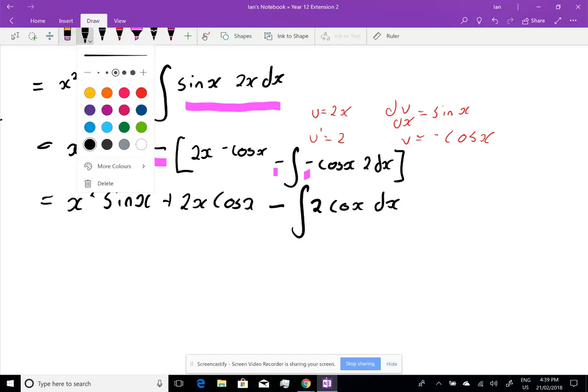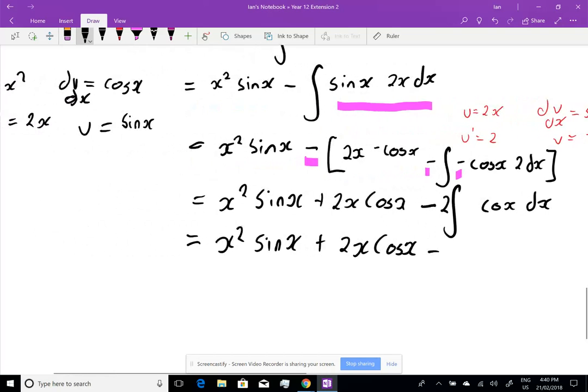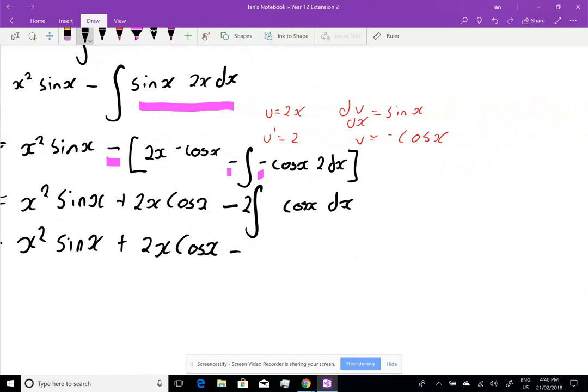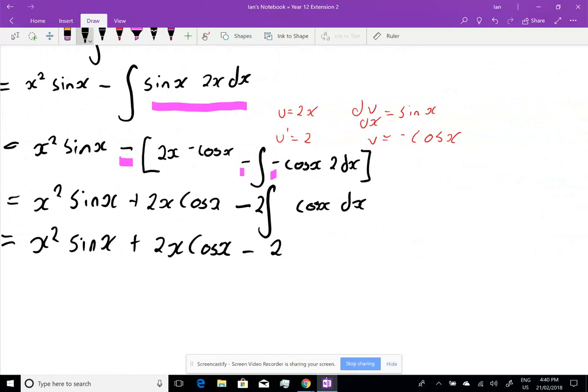Man, I don't like that 2 there. I can pull it out the front as well. You can pull a constant out. Sweet. So the first part. The second part, and because we've whittled away here, the third part, the integral, didn't even put my s in for cos. The integral of cos is sine, so minus 2 sine x plus some constant.